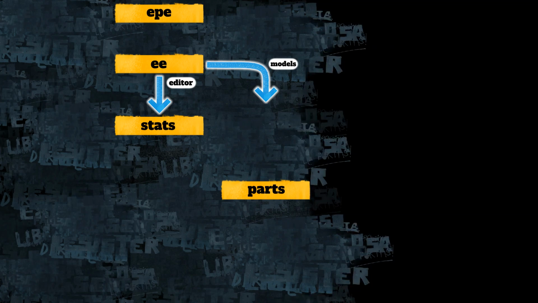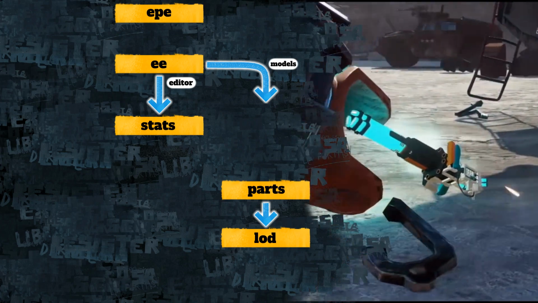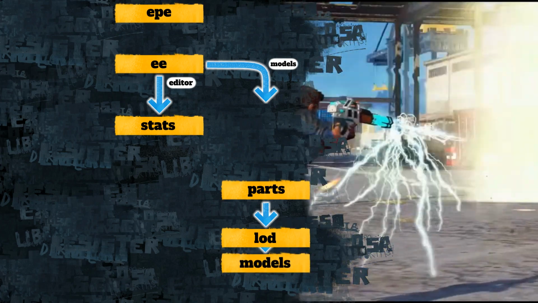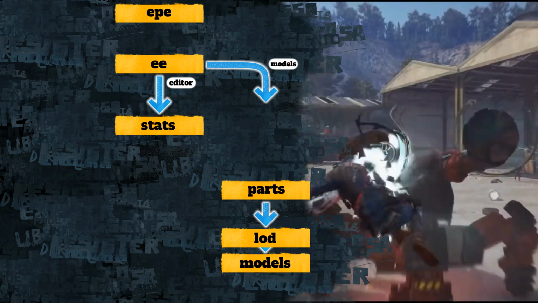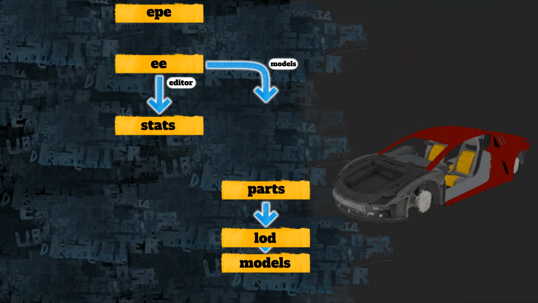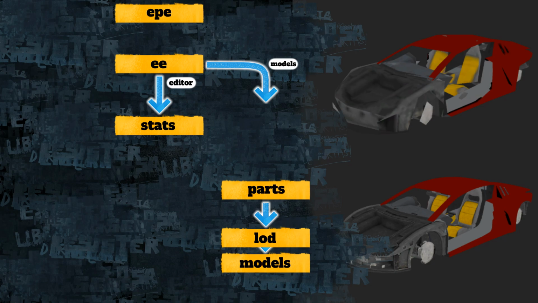The parts file then links to LOD files, which are just basic text files that then link to the actual models. LOD stands for level of detail, and every model has 5 level of detail stages. Here, LOD1 is the most detailed model that is used when standing right next to the vehicle, and LOD5 is the least detailed model that's used when you are very far away.